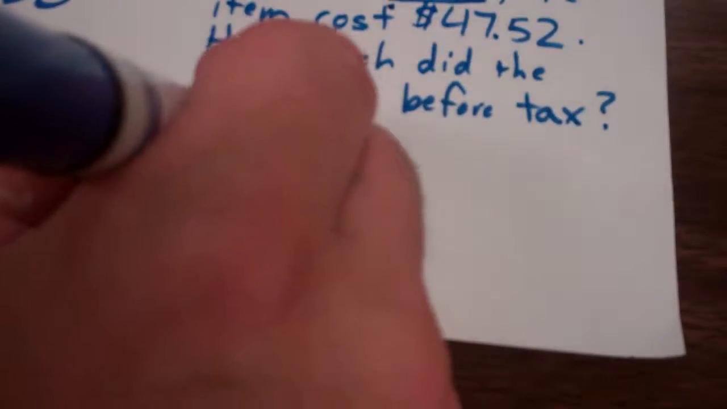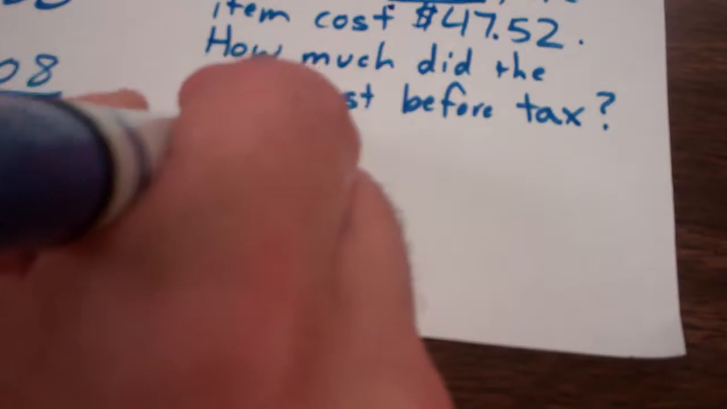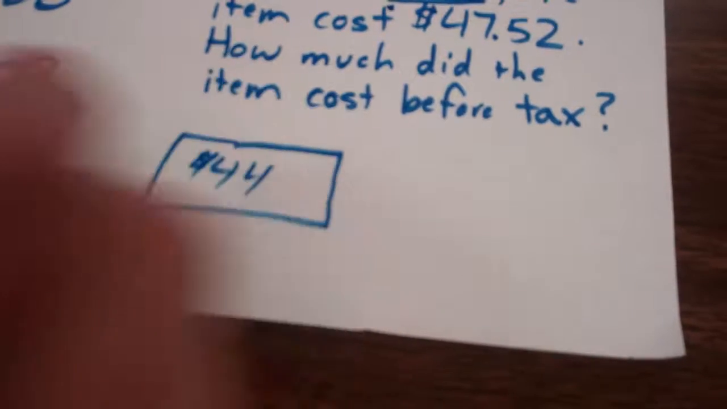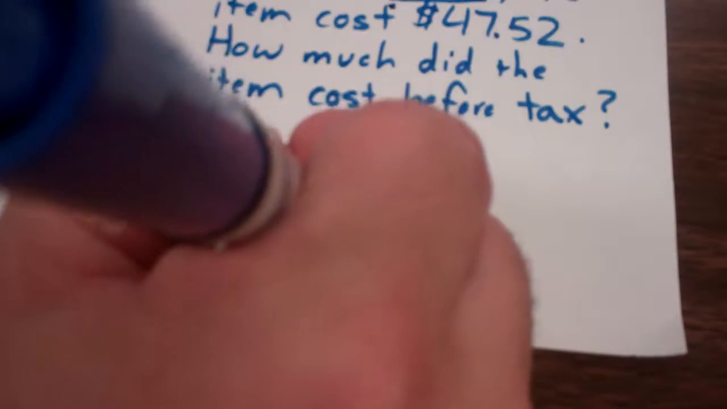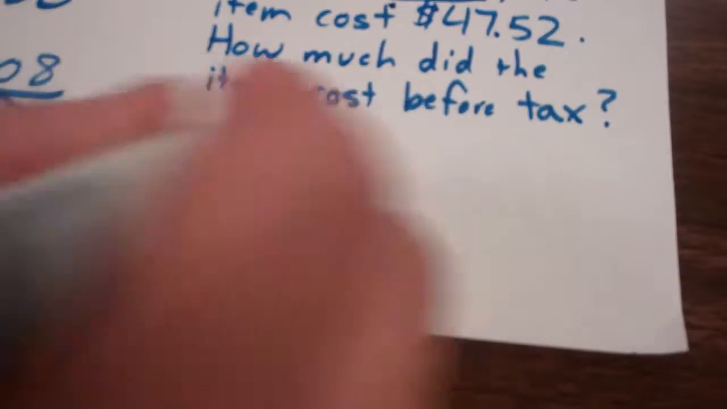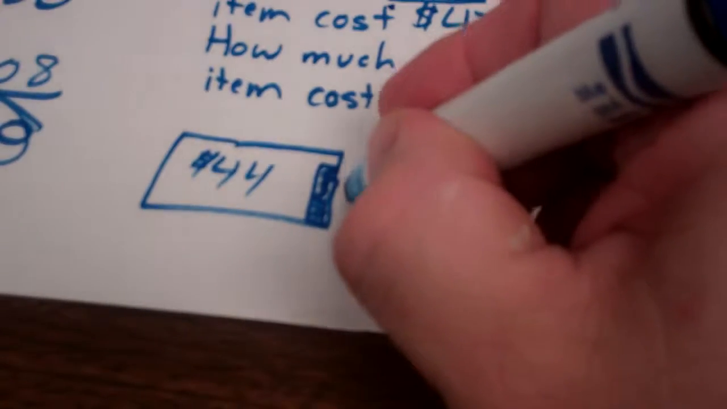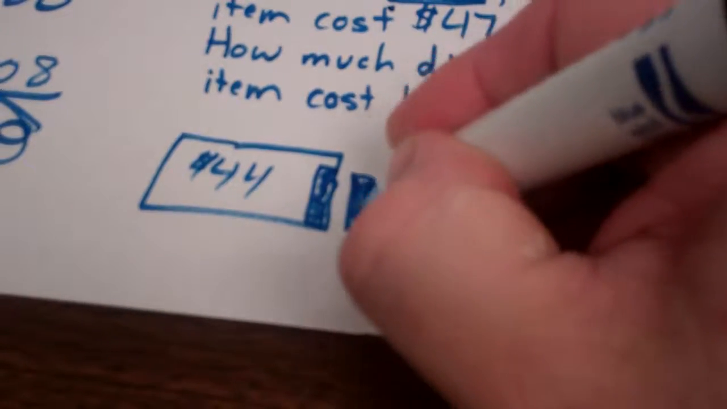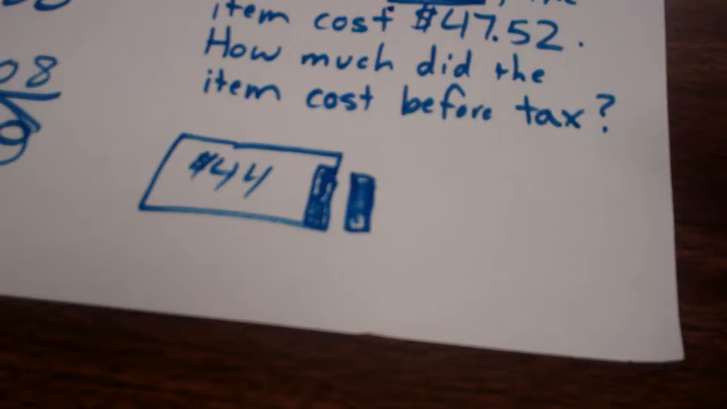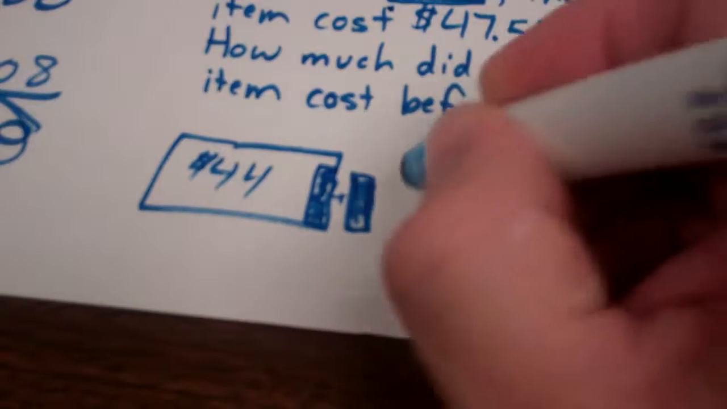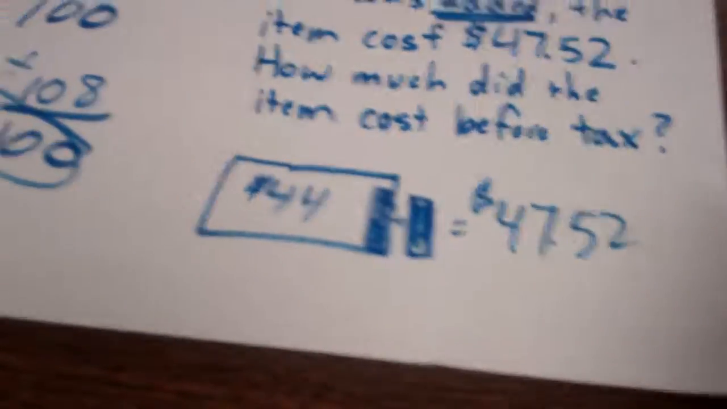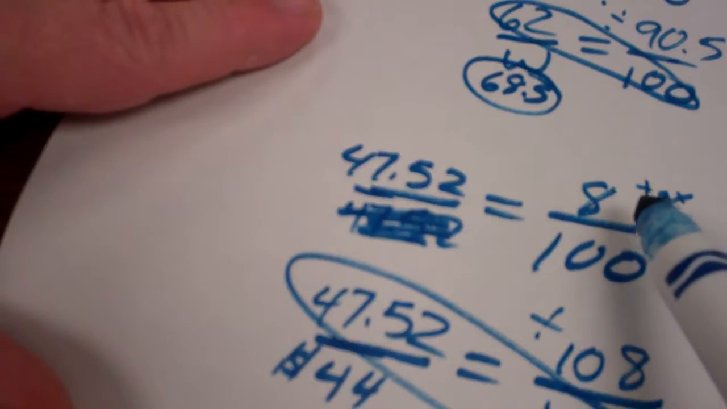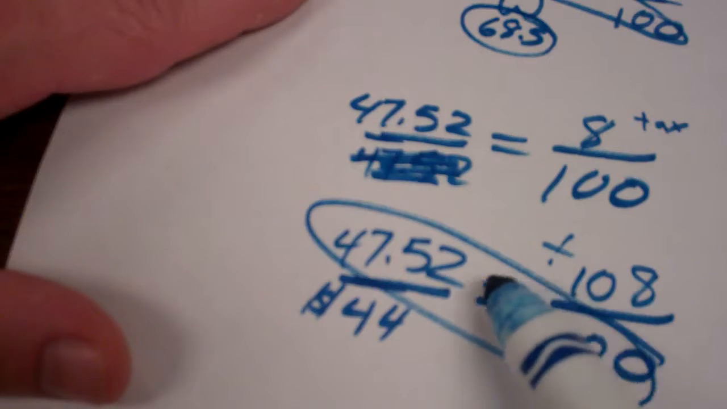So let me draw you a picture of that. There was a $44 item. They found out what 8% of it was, roughly that much, and then they added it on. So you still have to pay for the 100%, the $44, and you're paying for the extra tax, and that's how they came up with that $47.52. And that's how we know it was not the 8%, and it wasn't the 100%, it was the 108%.